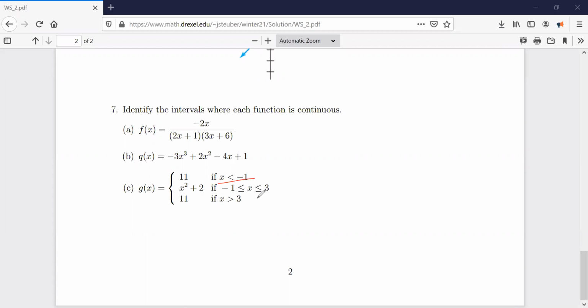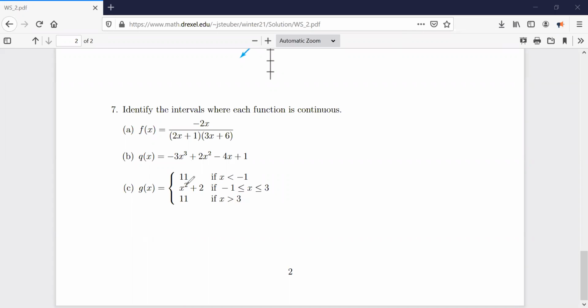So let's do that. This guy covers less than -1. This guy covers between -1 and 3 inclusive. This guy covers 3 to infinity. All 3 of those combined are going to cover the whole real line. So that criterion is good. We're fine there. Next thing we're going to do is ask, are these guys defined everywhere on their individual intervals?